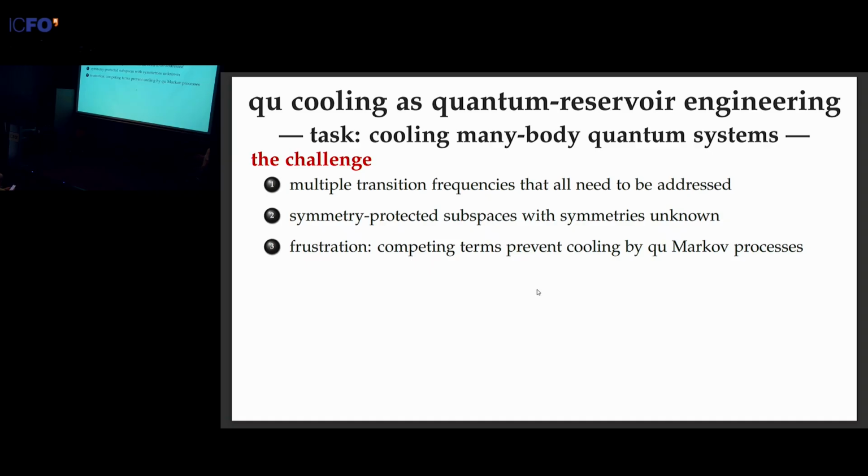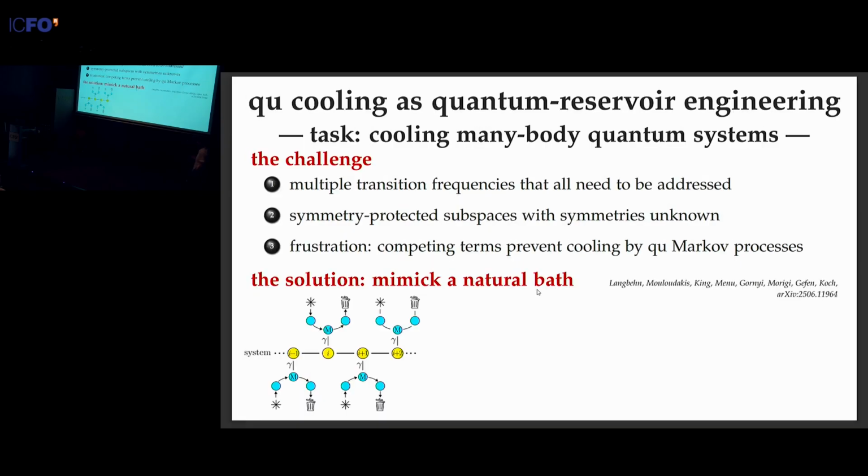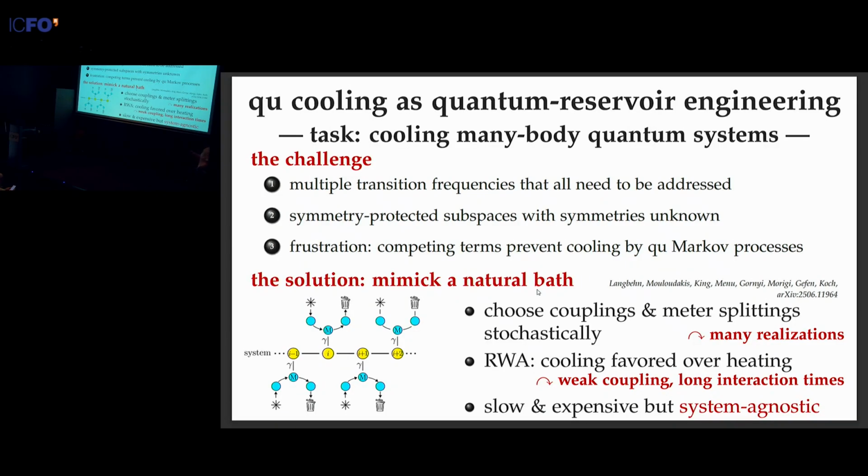Let me again remind you of the challenges that we will have to address in order to successfully cool a many-body system. The solution should be mimicking a natural bath. So what will allow us not to know anything in nature? If you don't know anything, you have to randomize. So the solution is that we choose these couplings and the meter splittings stochastically. And then we need many realizations.